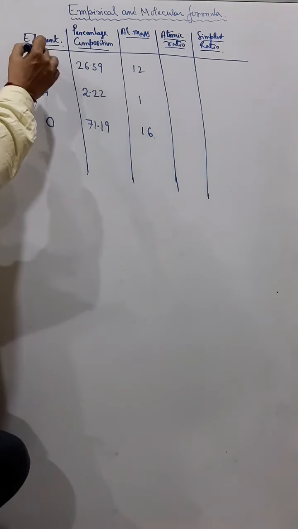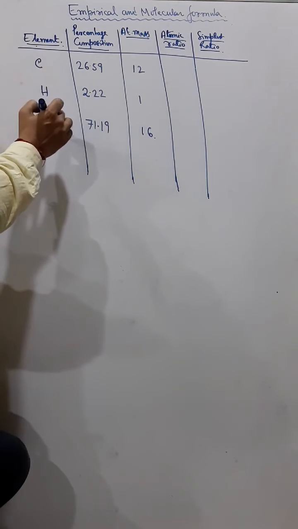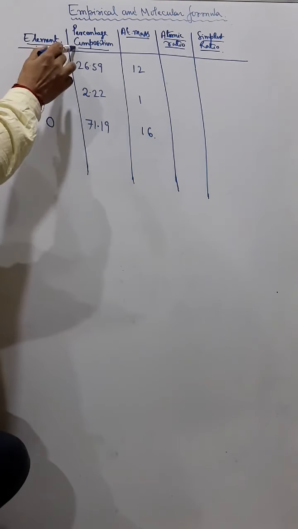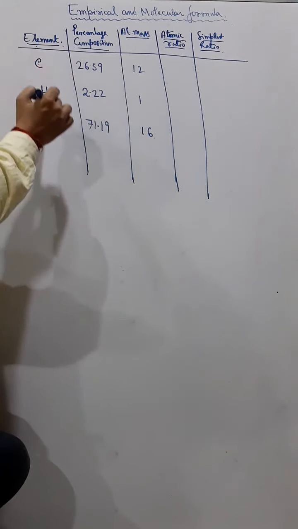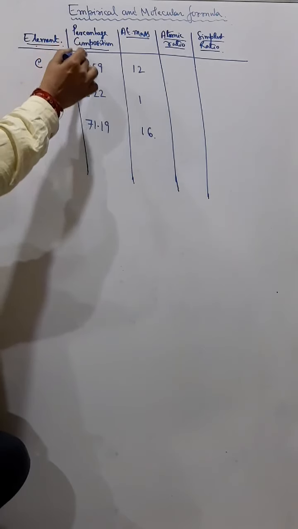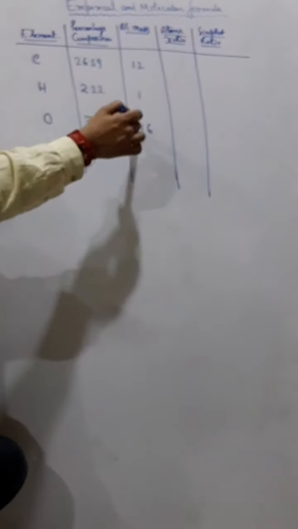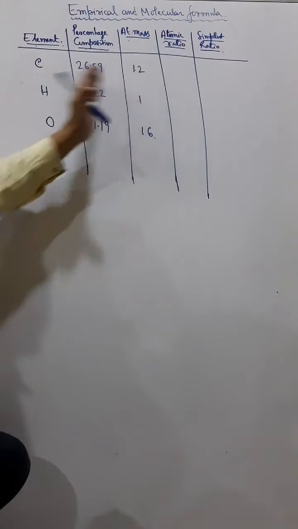generally the elements that are present in the compound, the percentage of those elements present in them, that's called the percentage composition, and naturally the atomic mass. Now these three will be given in the question. Understand? So these are the 3 parts that will be given in your question. They will give you which elements are present. For example, in this sum we have carbon, hydrogen and oxygen.